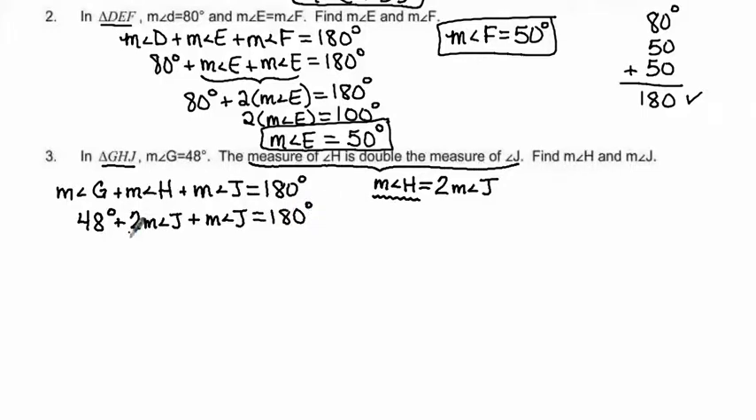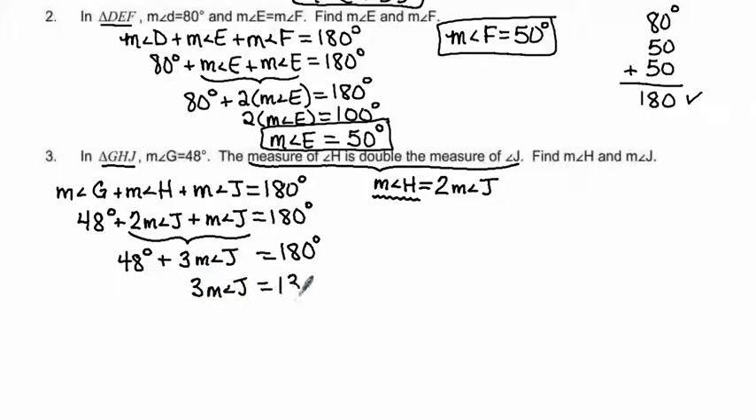Okay, so we combine our like terms. Remember, this is just like combining your coefficients. 2 of the measure of angle J plus the measure of angle J will leave us with 3 times the measure of angle J. We still have this 48 degrees at the front, so we'll drop that down as well, equals 180 degrees. And now we're back to the same 2 steps we had in the last problem, subtract and divide. So we subtract 48 degrees from both sides first, and get 132 degrees on the right.